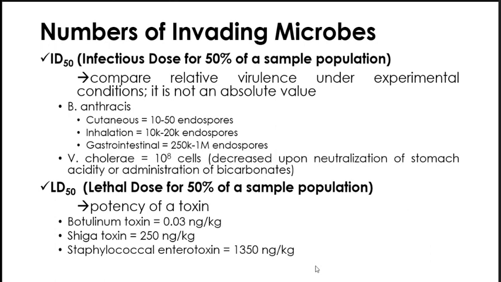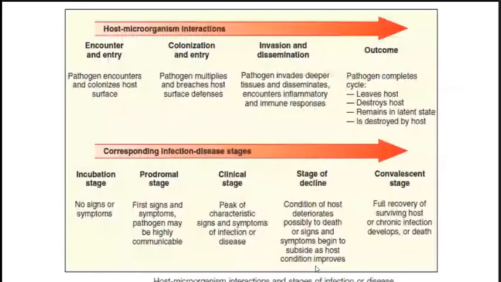For example, the potency of botulinum toxin is 0.03 nanograms per kilogram, whereas Shiga toxin is 250 nanograms per kilogram, and staphylococcal enterotoxins 1,350 nanograms per kilogram. Judging from this, you would see that botulinum toxin is the most potent among all of those. And this is the last slide, I think.